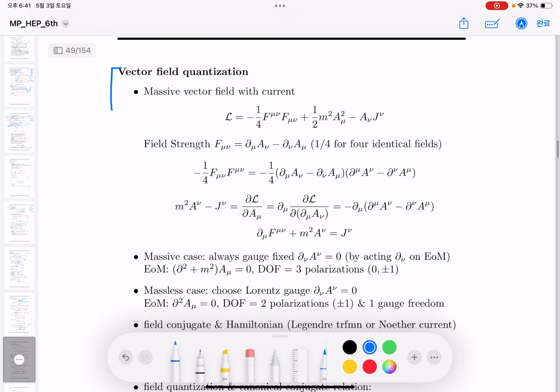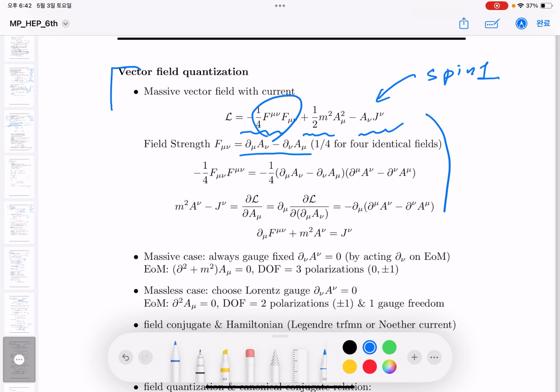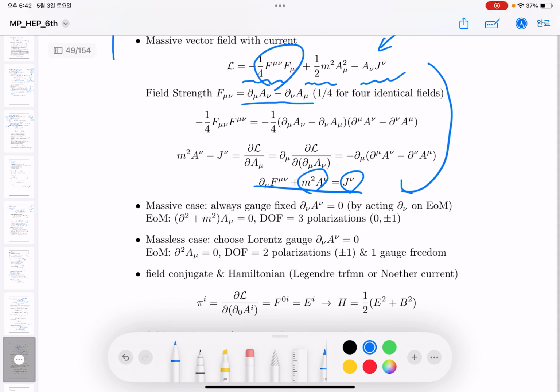And similarly for the vector field with spin 1, we can define the following Lagrangian density. This is the kinetic term, the mass term, and the current. This is called the field strength, F mu nu as partial mu A nu minus partial nu A mu. So we can obtain the equation of motion here. There are mass terms and the current.